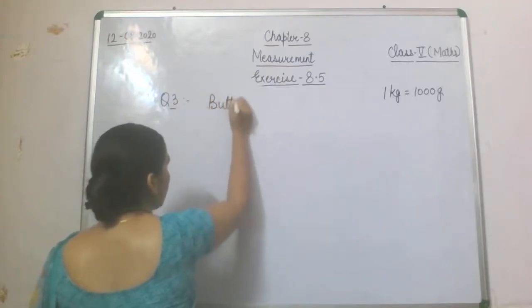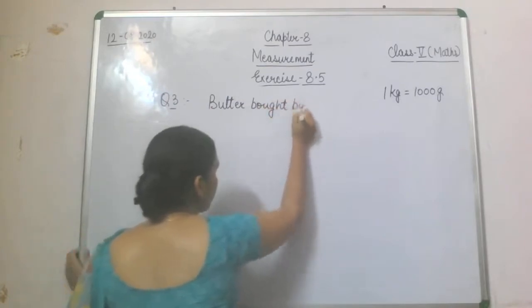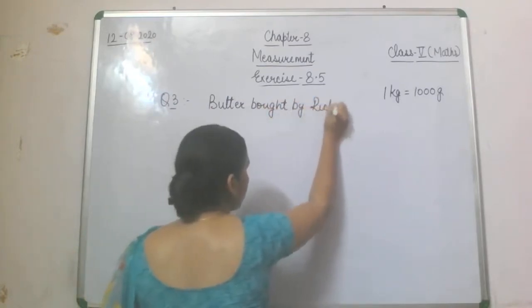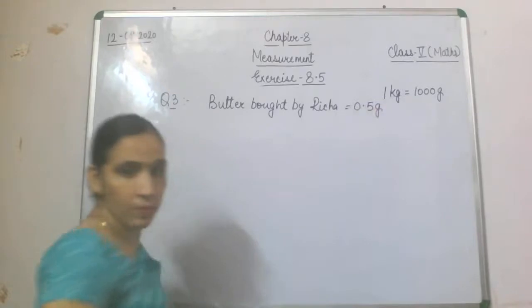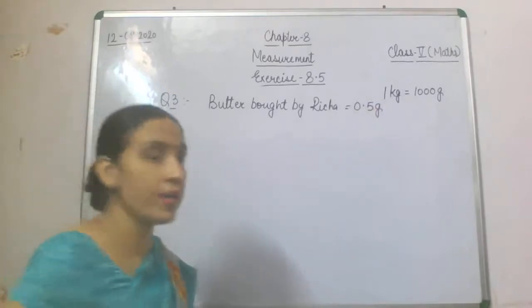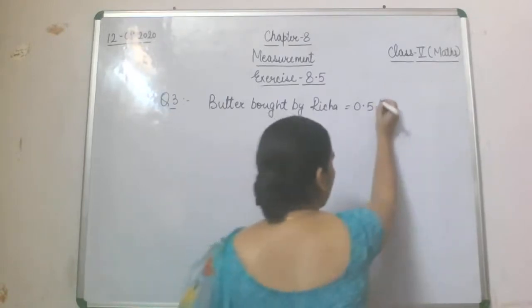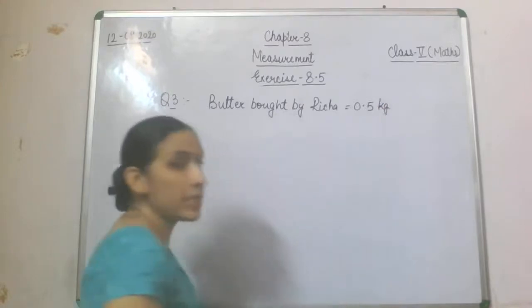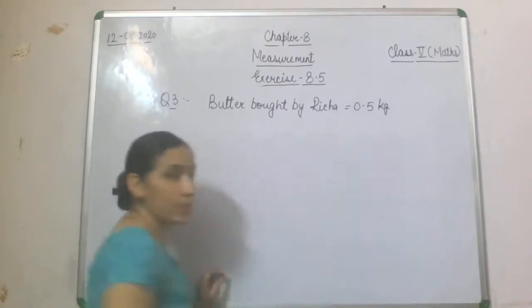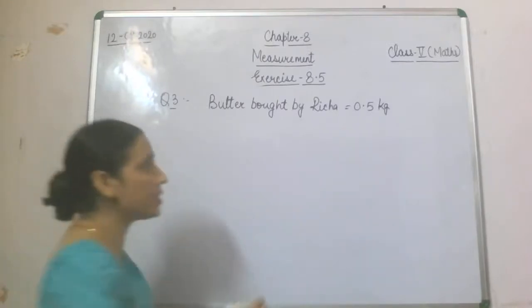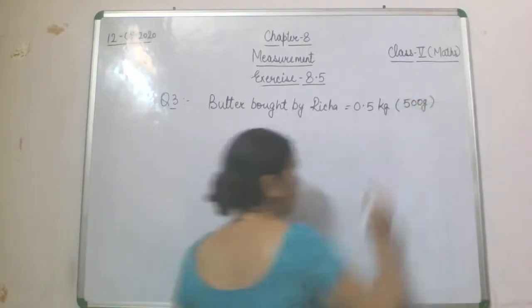Butter bought by Richa, that is 0.5 kg. What do you mean by this 0.5 kg? 0.5 kg means half kg. And what is half kg? That is 500 gram. I am writing here only 500 gram.